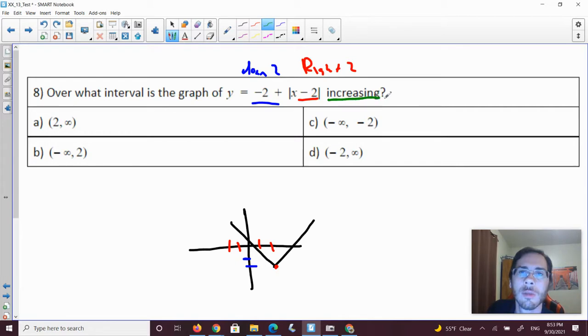So again, increasing is when the graph is going up and to the right. So that's going to be on this branch over here. So this starts at 2, and it's just going to keep going forever. So the one that starts at 2 and goes forever is going to be choice A. So that's how to do that one. Again, if you want, you can graph this in Desmos. You don't have to make the sketch by hand. But just with the shifts, it's kind of nice that you can do it by hand.